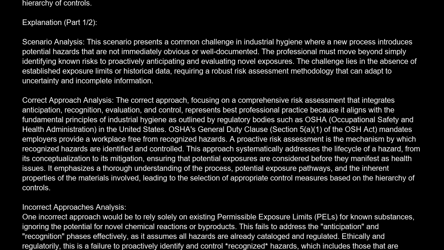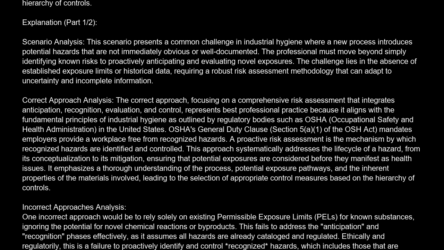Explanation. Scenario analysis. This scenario presents a common challenge in industrial hygiene, where a new process introduces potential hazards that are not immediately obvious or well documented. The professional must move beyond simply identifying known risks to proactively anticipating and evaluating novel exposures. The challenge lies in the absence of established exposure limits or historical data, requiring a robust risk assessment methodology that can adapt to uncertainty and incomplete information.